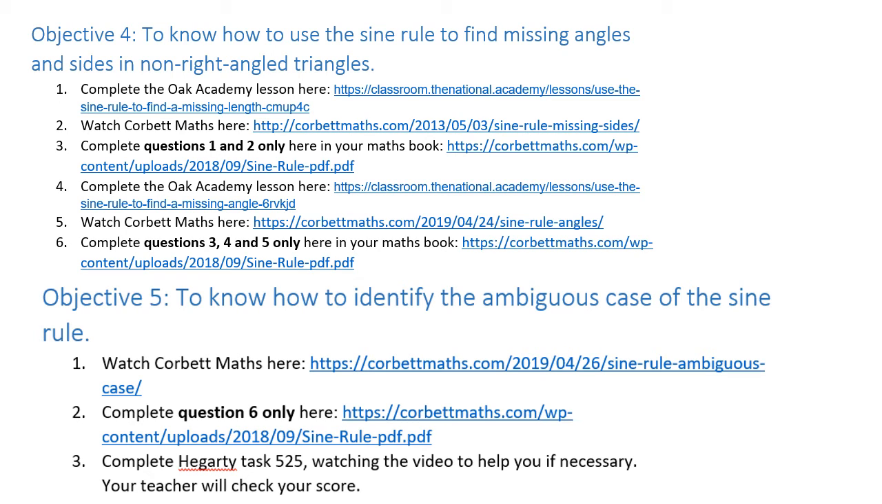Objective 4: to know how to use the sine rule to find missing angles and sides in triangles, and to know how to identify ambiguous cases of the sine rule. So I'm just going to give a quick overview of the sine rule. Obviously, there's a lot of tasks there, but it is worth going through. These are high mark questions, as I said.